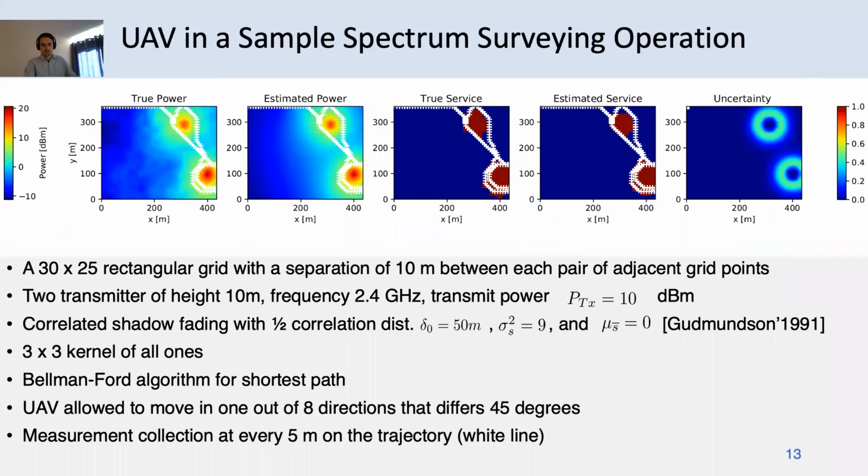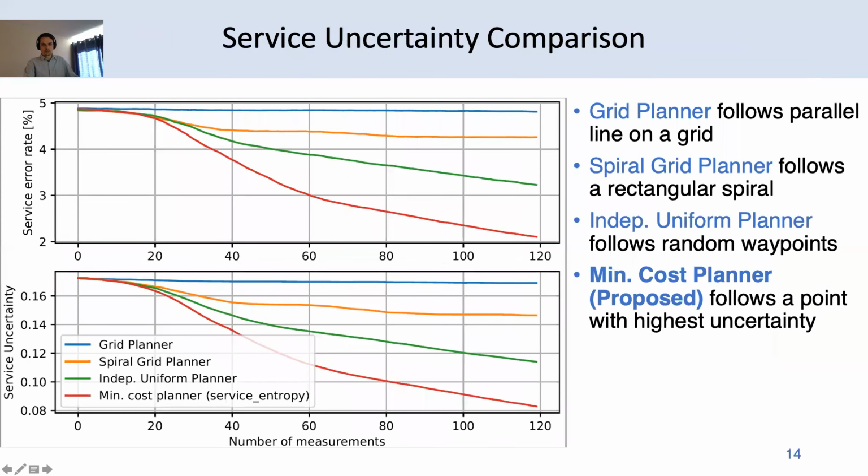Here are the parameters used in the simulation for reference purposes, and this is the illustration of how fast the error in the service maps and the uncertainty decrease using the proposed route planner, the mean cost planner, as compared to 3 benchmarks. Please note that it is not possible to compare with algorithms in the literature, because the proposed algorithm is the first of its kind.